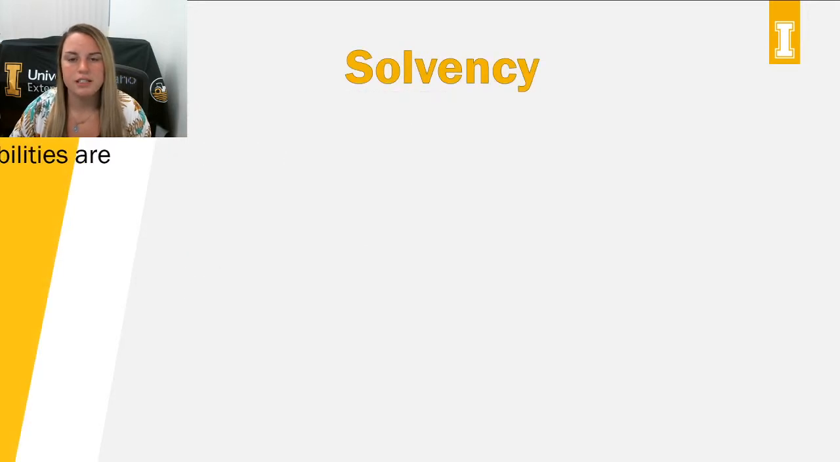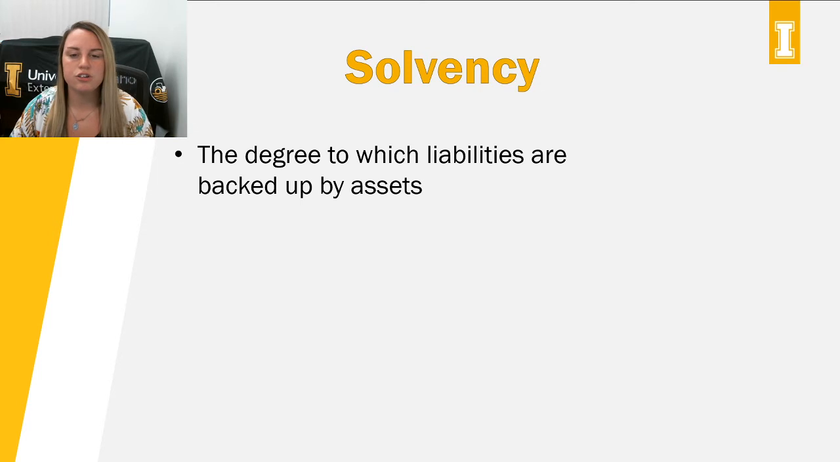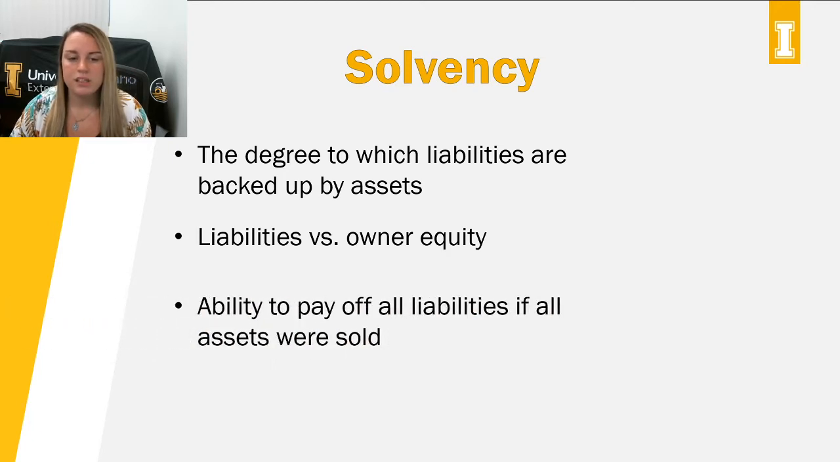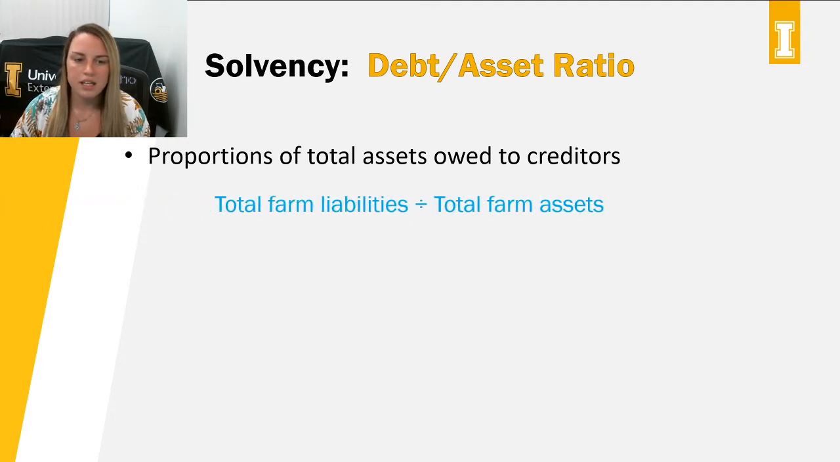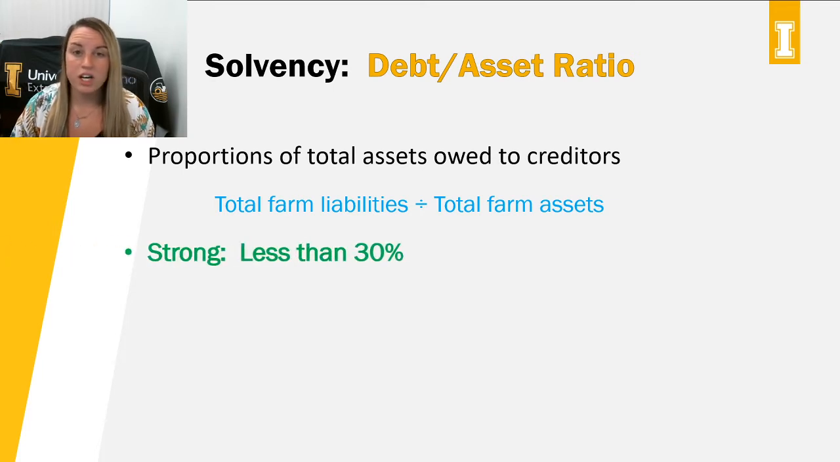So, solvency. Solvency is the degree to which liabilities are backed up by assets: liabilities versus owner equity, and the ability to pay off all liabilities if all assets were sold. The first ratio would be the debt to asset ratio. That's the proportion of total assets owed to creditors. It is total farm liabilities divided by total farm assets. A strong debt to asset ratio should be less than 30%. It's saying that if you were to sell all of your assets, you would owe less than 30% of those assets to the bank. So that's a really good ratio.